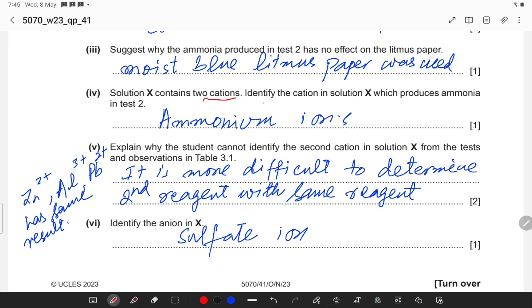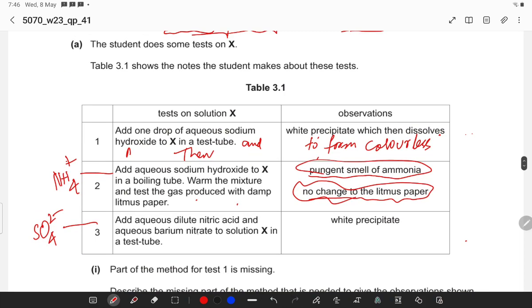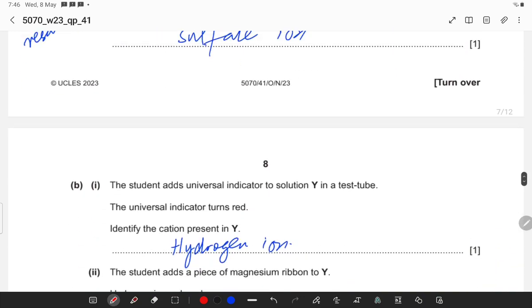Solution X contains 2 cations. Identify the cation in solution X which produces ammonia in test 2. This is the ammonium ion, as I told you earlier. Explain why the student cannot identify the second cation in solution X from the tests and observations in the table. It is difficult to determine the second cation with the same reagent, as zinc and aluminium give the same results. Identify the anion in X: that is the sulfate ion, already discussed. This is the test of sulfate and this is the observation for sulfate ions.